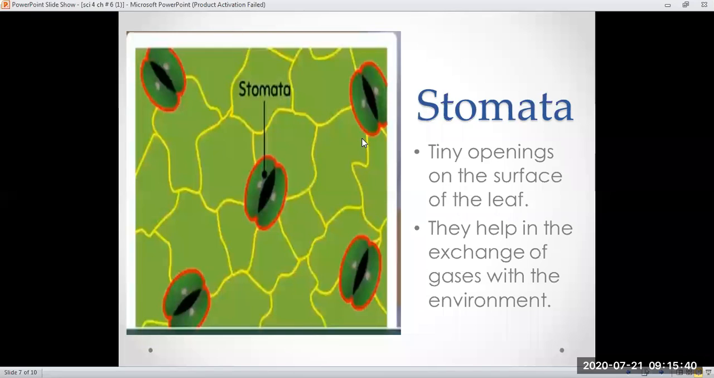Those students who go for a morning walk have seen dewdrops on the plant. So why do these dewdrops appear early in the morning on the upper side of the leaf? Because of these small openings, the stomata. Clear, Mubara?